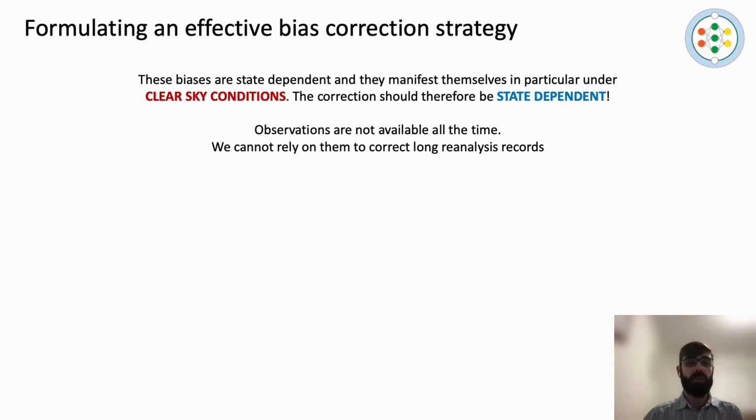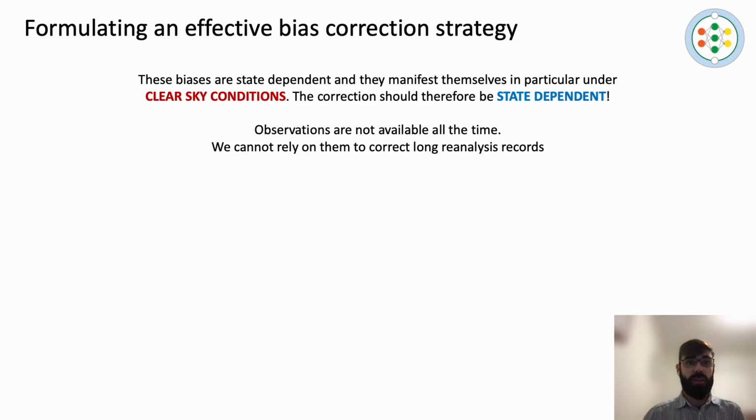So as we saw before, the biases are state dependent, and in particular, they manifest themselves under clear sky conditions. And therefore, also the correction should be state dependent. In the past, there were some attempts to deal with these biases by adding a constant factor everywhere. But of course, this can also deteriorate reanalysis and doesn't really account for the complex weather that we can have in the Arctic.